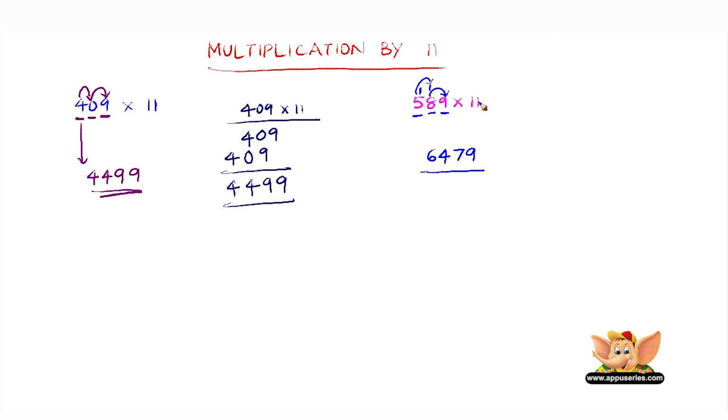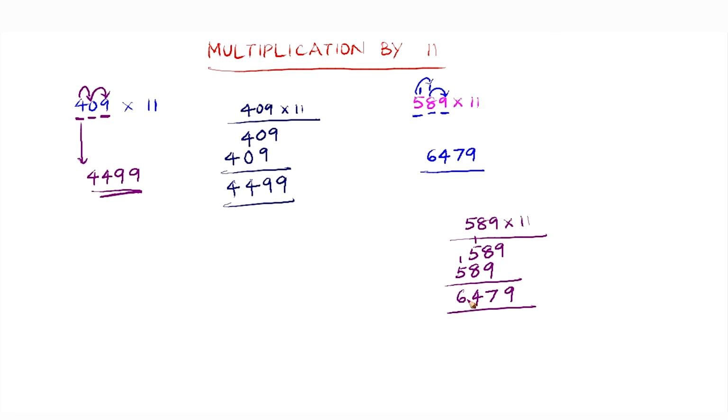Let us do this in the usual way and see what we get. 589 into 11 gives us 1 into 9 is 9, 1 times 8 is 8, 1 times 5 is 5. Again, 1 times 9 is 9, 1 times 8 is 8, 1 times 5 is 5. So we have to add this. So we get 9, 8 plus 9 is 17, 7, 1 remainder. 8 plus 5 is 13, 13 plus 1 is 14, 4, we have 1 here. 5 plus 1 is 6, so 6479.